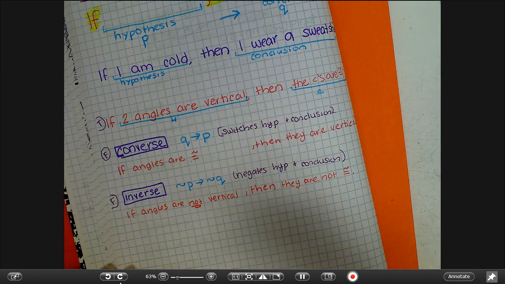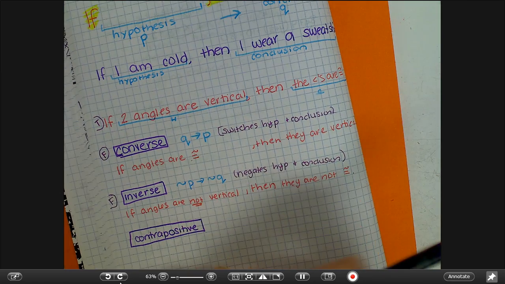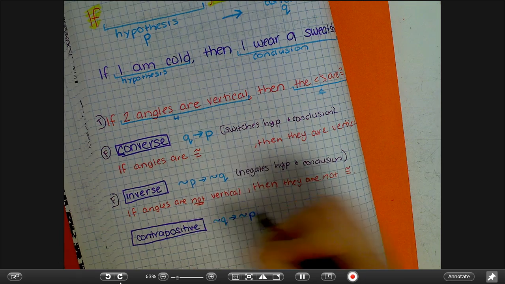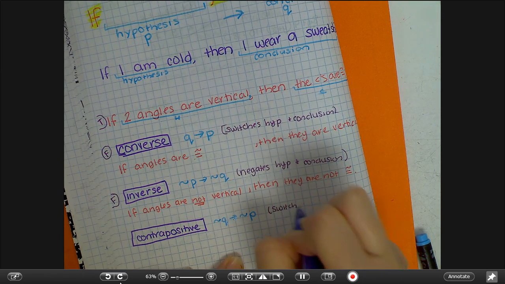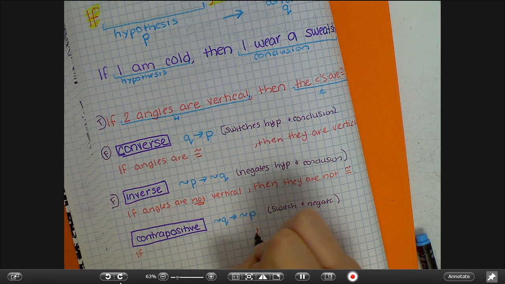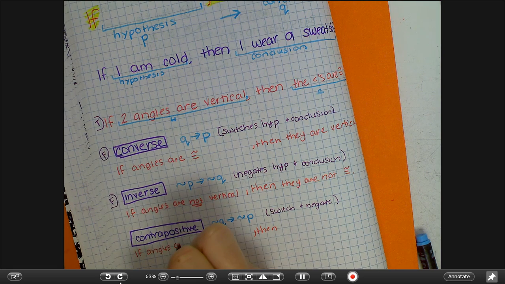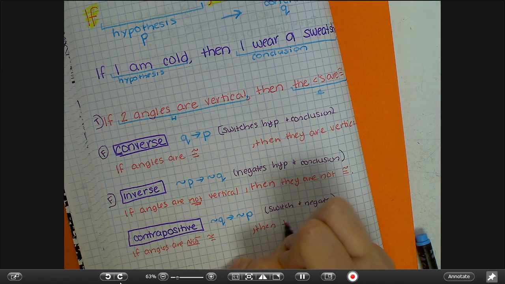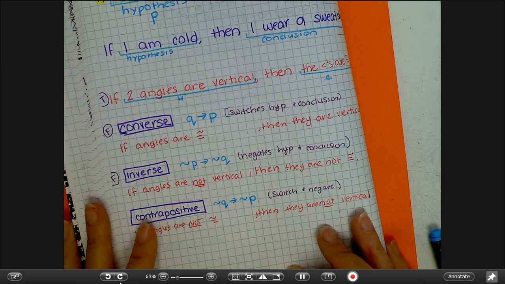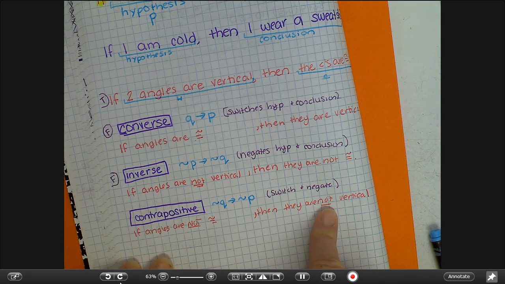And last, we have contrapositive. The contrapositive does both things. It switches and negates. So not Q, then not P. Switch and negate. So let's think about this one. Again, if is stuck, and then is stuck, and now we need to take our original, switch them, and make them negative. So if angles are not congruent, then they are not vertical. True or false? Well, if they're not congruent, they certainly cannot be vertical. So this is true.